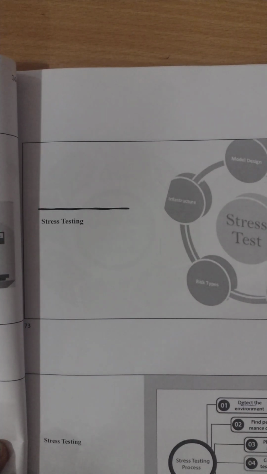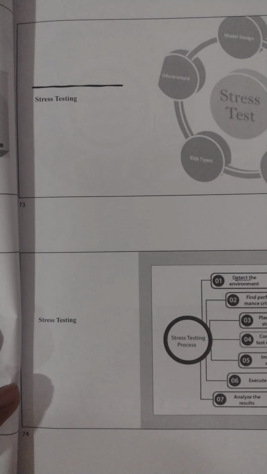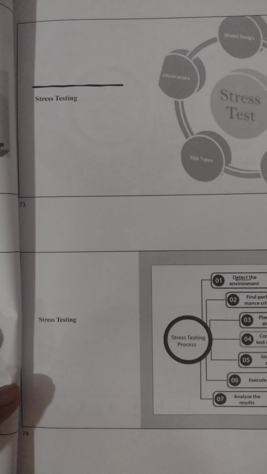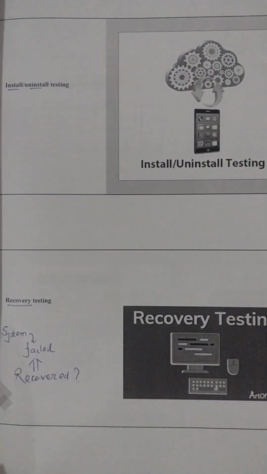In stress testing we do the module design, we have the coverage, we see what type of risks are there in the system and then try to see whether that particular system is going to work in the stressed, loaded environment or not. The stress testing process is: you detect the environment, find performance criteria, plan and design the stress test, configure the test environment, implement it, execute the test cases and analyze the result. This is how stress testing is being conducted.